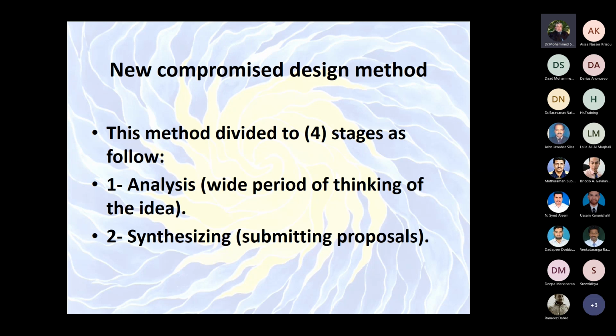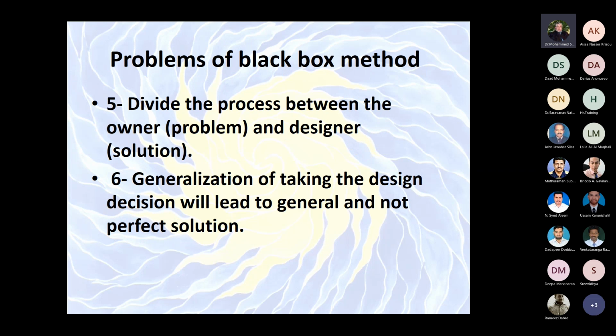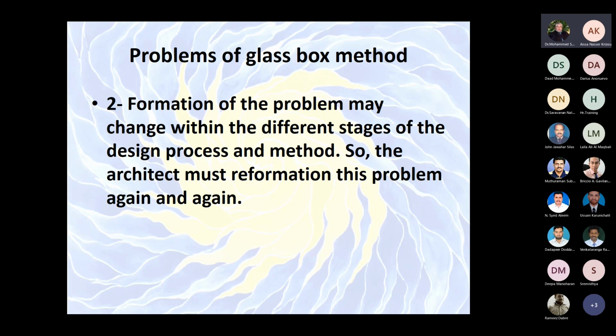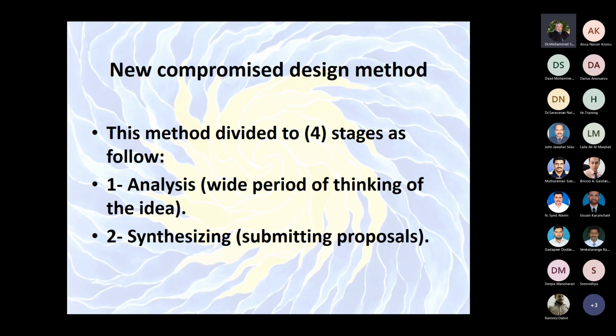Now, after we check these problems of the black box method and the glass box method, we can give a new compromise design method. This is a new compromise design method in which we gather the good things from the black box method and the good things from the glass box method. This method can be divided into 4 stages as follows.